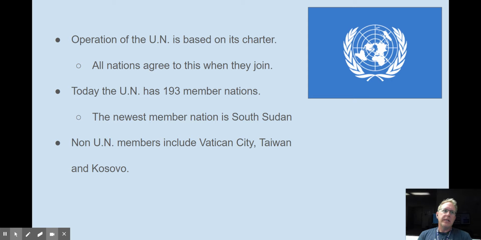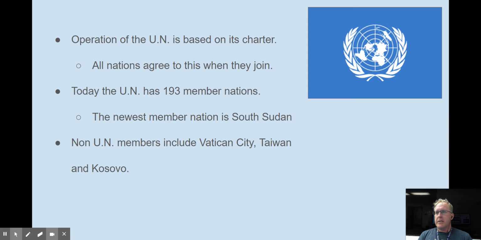So it's not a legally binding agreement, but they do have to agree to the charter. The UN has 193 nations as members. The newest member was South Sudan. That was about a decade ago. They're also the most recent country to be formed.